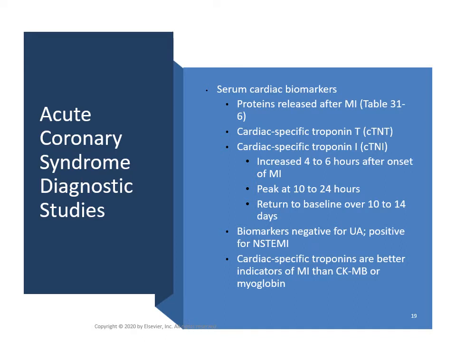Serum levels of troponin increase 4 to 6 hours after the onset of MI, peak at 10 to 24 hours, and return to baseline over 10 to 14 days. Sets of serial cardiac biomarkers are drawn over 24 hours. An example would be every 6 hours times 3. Levels rise hours after an MI, peak at about 18 hours, and return to normal within 24 to 36 hours.